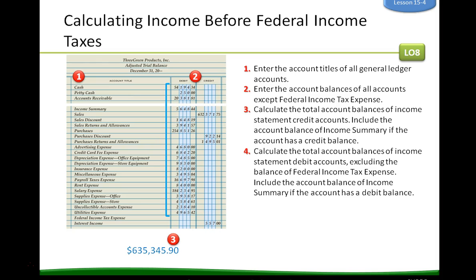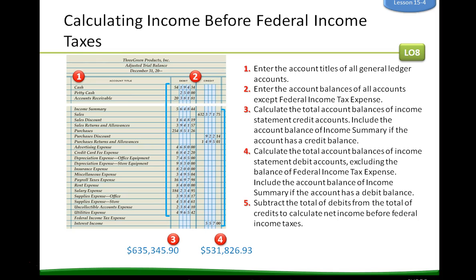$635,345.90. Then we calculate the total account balance of income statement debit accounts, excluding the balance of the federal income tax expense, which isn't written there anyway. Include the account balance of income summary if the account has a debit balance. Okay, there's our income summary. Okay, there we go. And then subtract the total of debits from the total of credits to calculate the net income before federal income taxes. Okay, subtract those, we get number 5.